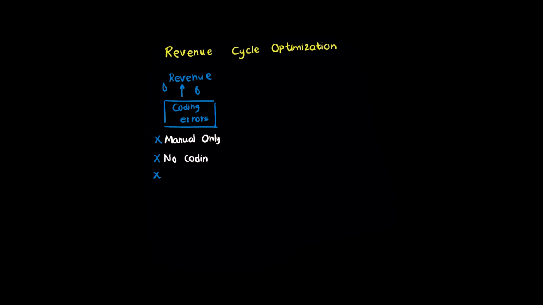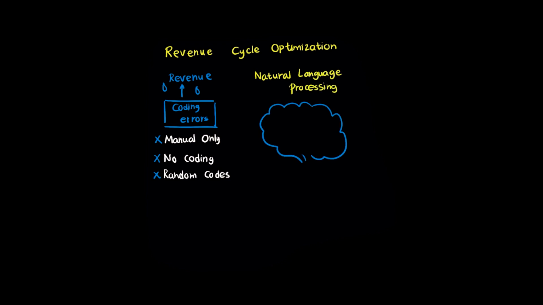Revenue cycle problems from coding inaccuracy demand sophisticated solutions. Manual coding alone is slow and error-prone. Eliminating coding prevents reimbursement entirely. Random code assignment is fraud. Natural language processing transforms the game. NLP reads clinical documentation like an expert coder with superhuman speed. It understands context, medical terminology, and coding guidelines.